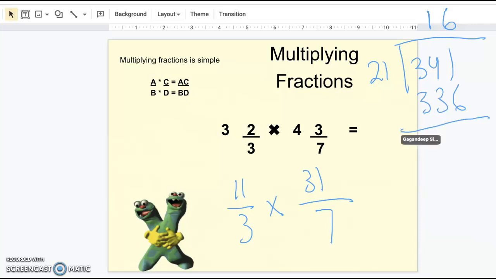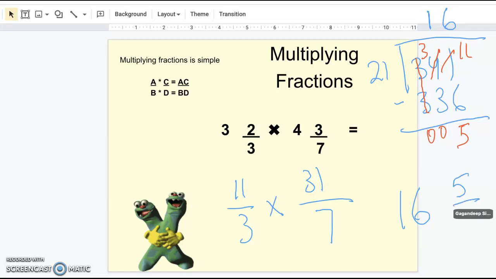So now I'll do 341 minus 336, which I'm sure you can do in your head, but let's just go through the process. 3 minus 3 cancels out. All right, I can't do the 1 minus 6, so let's borrow from this 4 here. Make that a 3 and turn this guy into an 11. Okay, so 3 minus 3 over here, all set. 11 minus 6 gives us 5. Now, can 21 go into 5? No, it cannot. So therefore, my answer is going to be 16 and 5 over 21.